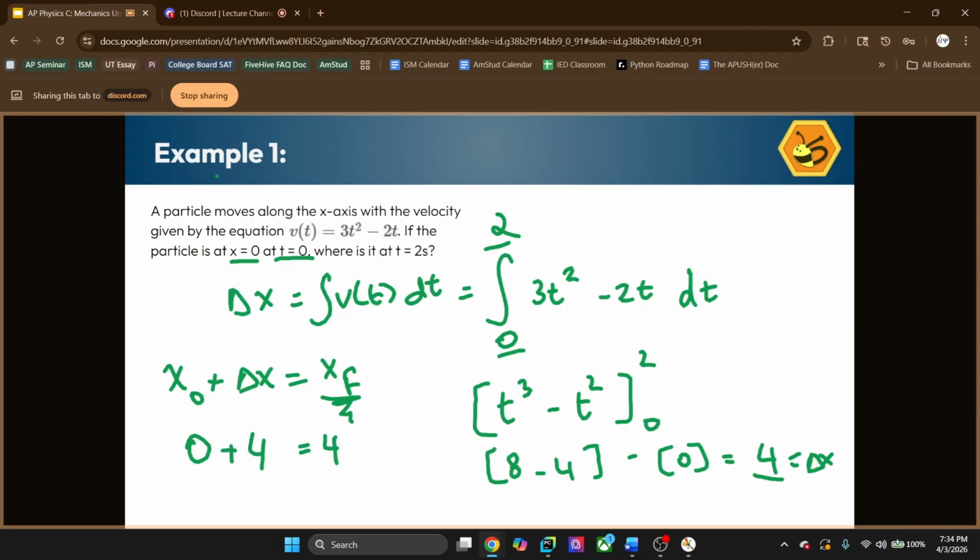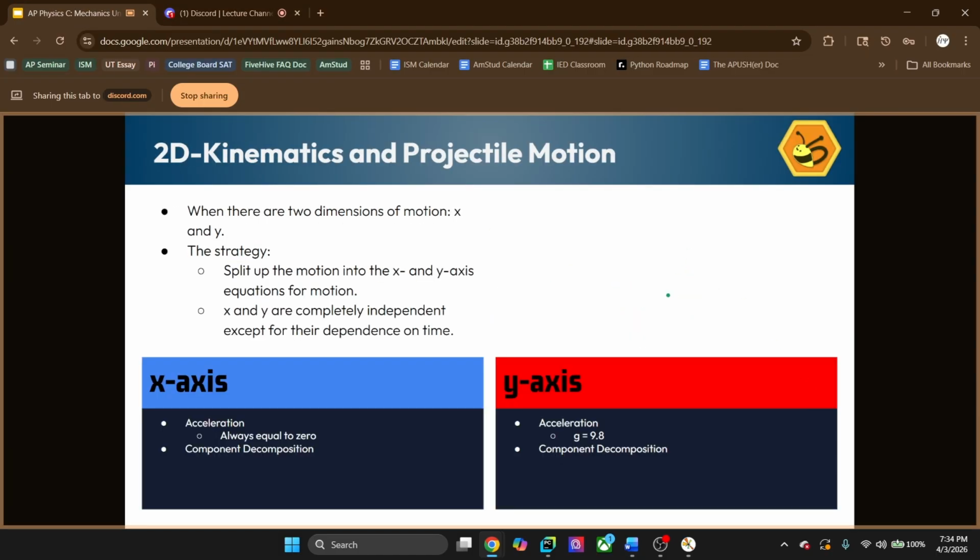Alright, I'm assuming there are no questions, so I'll move on. Now also we got 2D kinematics and projectile motion. When there are two dimensions of motion, x and y, that's when we diverge from 1D motion and into 2D kinematics.